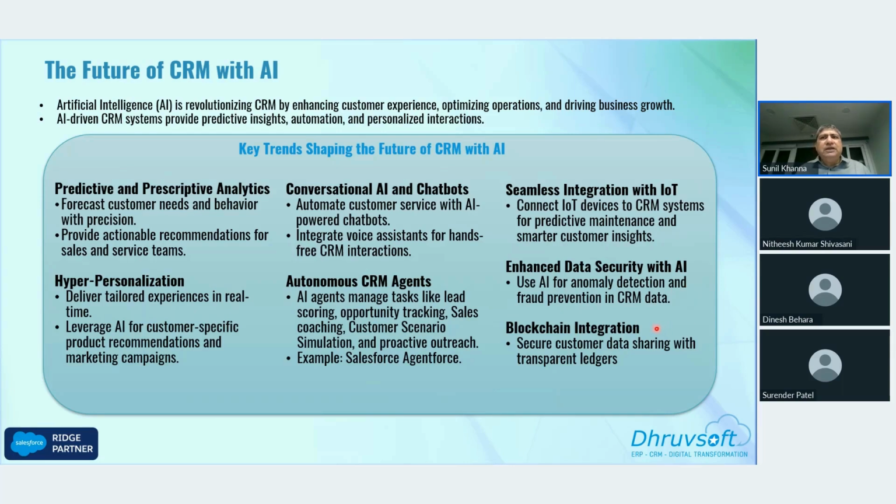And then the other one is the blockchain based integration, wherein your customers going forward can use the blockchain based transparent ledgers to share the customer data in case they want to do that. So these are some of the trends that are happening in CRM with AI. And I'm sure many of these features will very soon start appearing in the popular CRM systems actually.